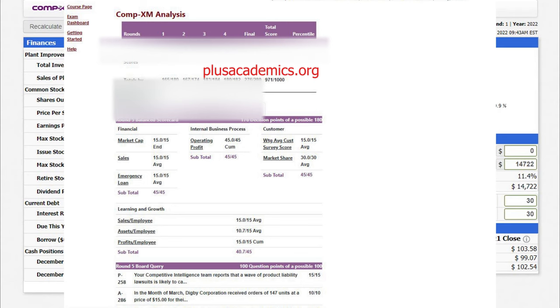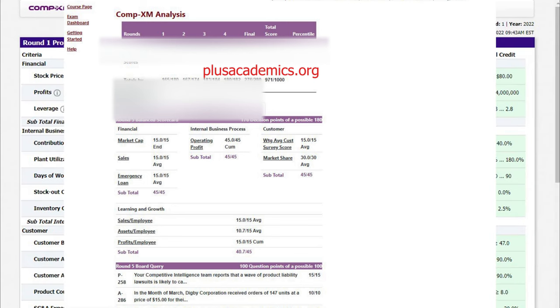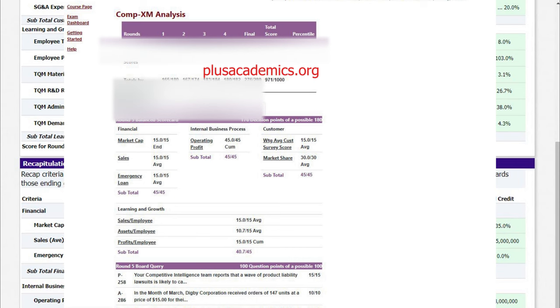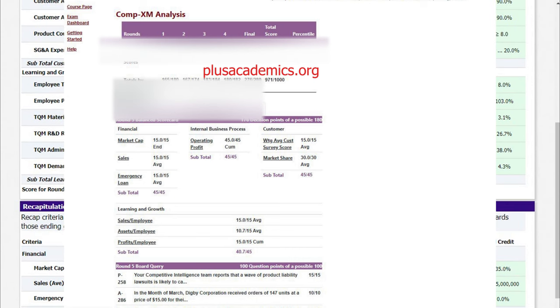For round 2 comp exam 2023, round 3 comp exam 2023, comp exam 2023 round 4, and the final, I believe when you follow the same procedure we are using, you are going to score the highest point possible.